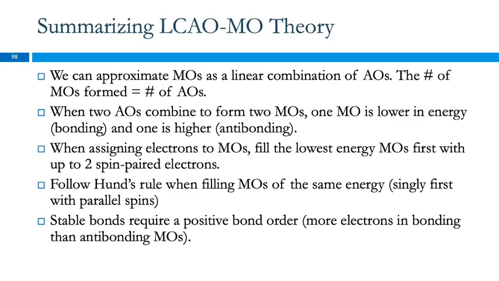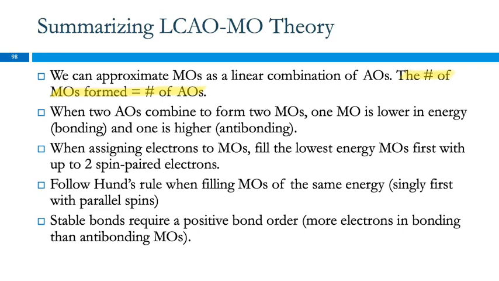So, a summary of what we talked about so far. We approximate the molecular orbitals as linear combinations of the atomic orbitals. We take the 2 orbitals, we add them. We take the 2 orbitals, we subtract them. The number of molecular orbitals that are formed is equal to the number of atomic orbitals. Like with valence bond theory, when we were hybridizing orbitals, you start with 2 orbitals, you end up with 2 orbitals. Conservation of orbitals.